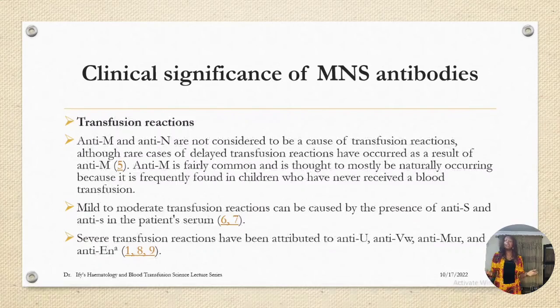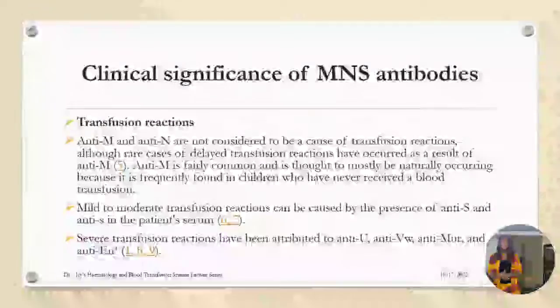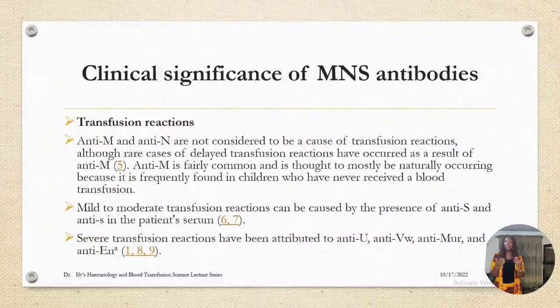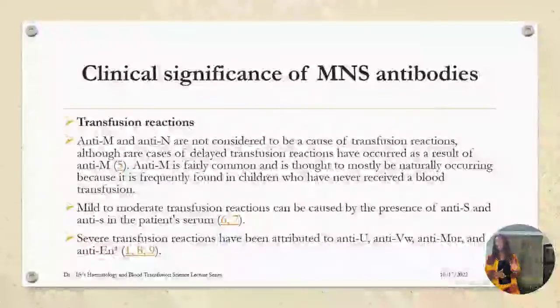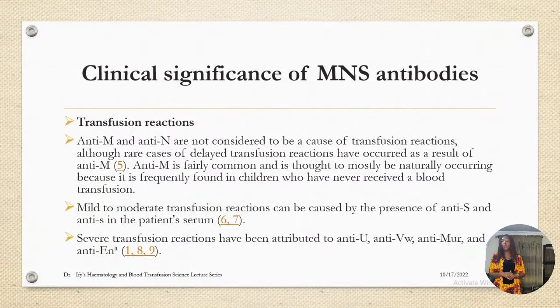Now, what is the clinical significance of MNS antibodies? They are capable of causing transfusion reaction. But anti-M and anti-N are not considered to be a cause of transfusion reaction, so they are not clinically significant, although rare cases of delayed transfusion reaction have occurred as a result of anti-M. Anti-M is very common and is thought to be mostly naturally occurring because it is frequently found in children who have never received a blood transfusion.